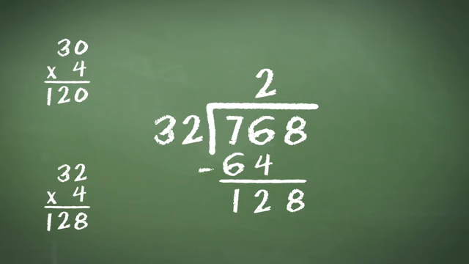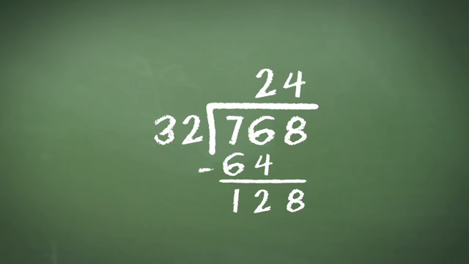Alternatively, you can just work your way up the 32 times table. Eventually, you should calculate that 32 goes into 128 4 times. We put the 4 into our calculation and get our final answer of 24.